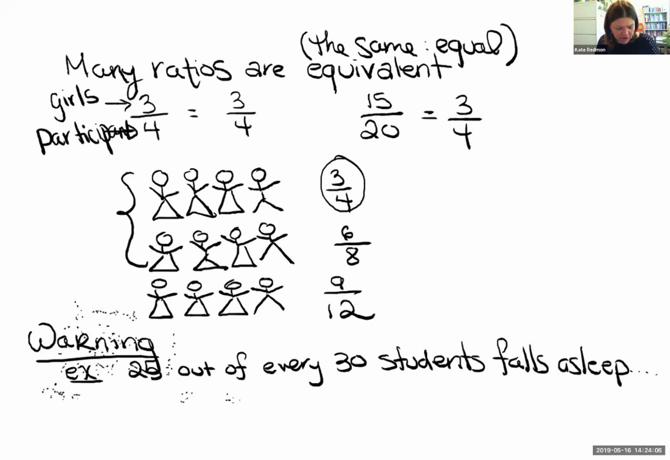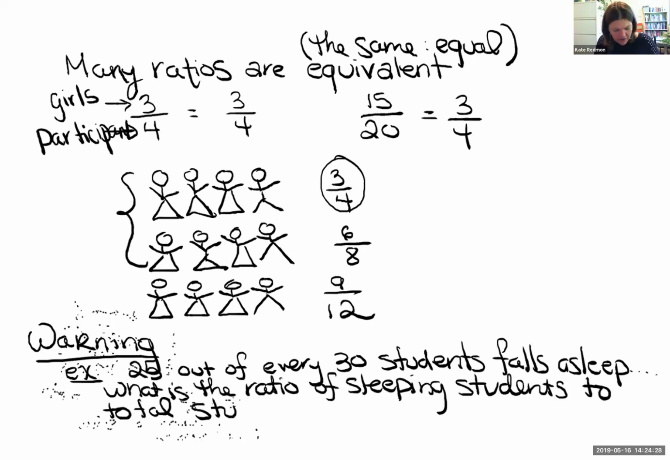And now they might ask you a question on the GED, like what is the ratio of sleeping students to total students? But remember I said fractions aren't the only way to write ratios. You could also use it with the colon or the word to. So what if the answers here were not in fractional form?